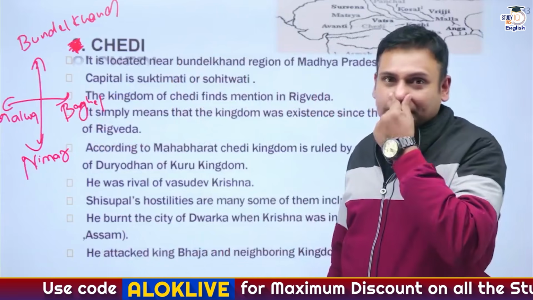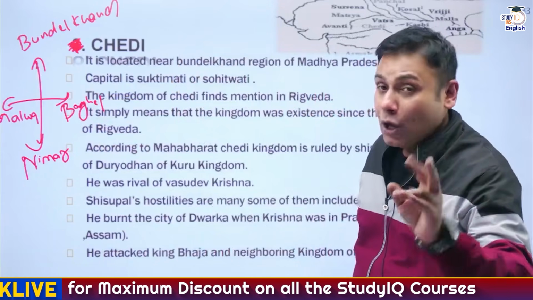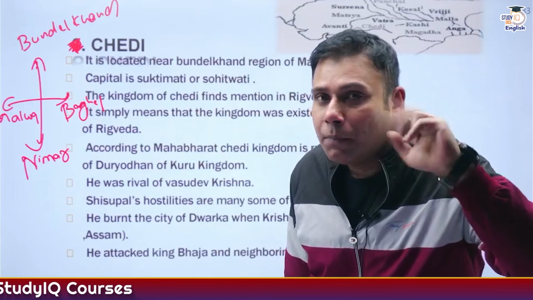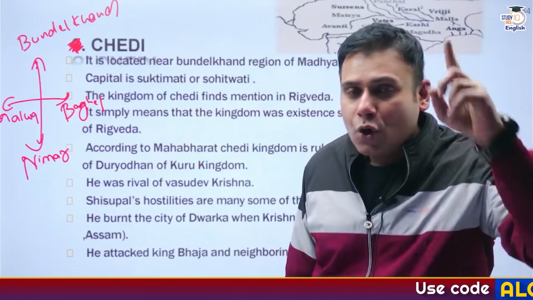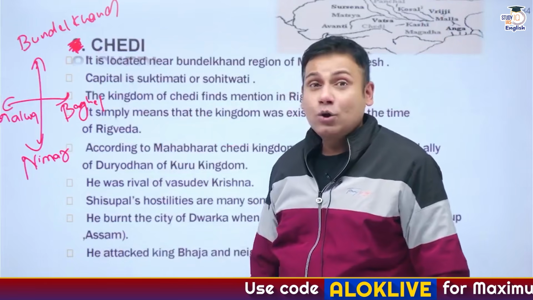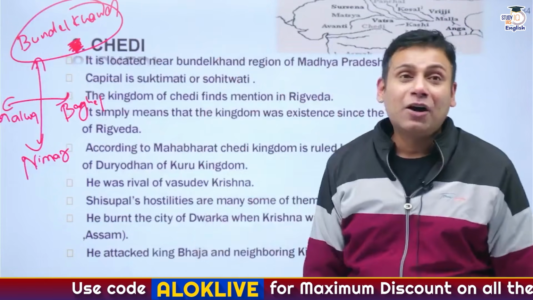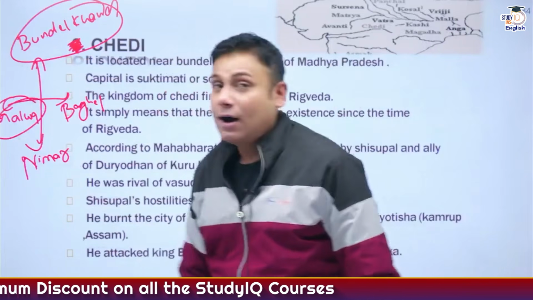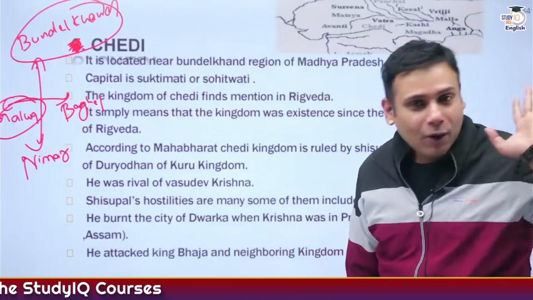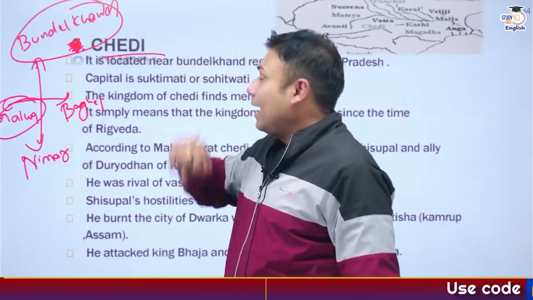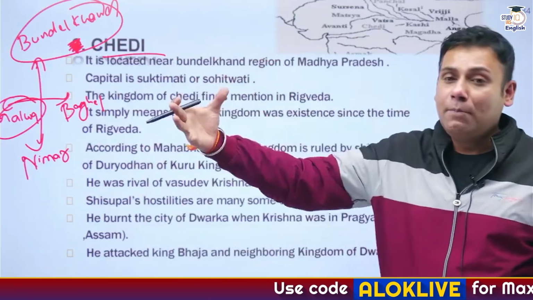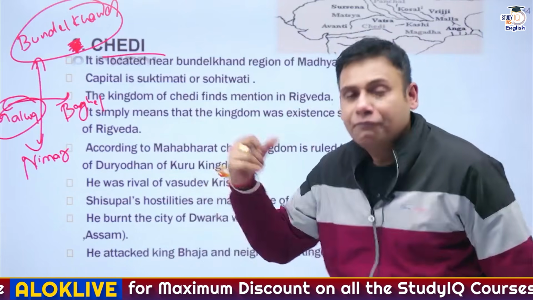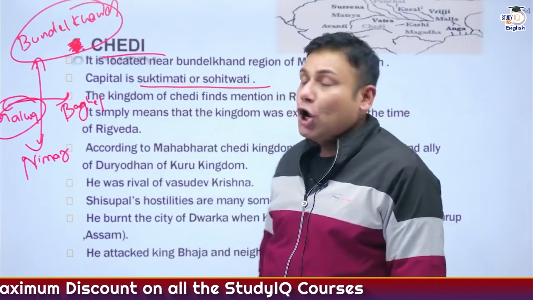Okay? Now, the kingdom of Chedi. Pay attention carefully. There are 2 Mahajanpads located in Madhya Pradesh. One among them is Chedi, which is located in Bundelkhand, the northern part of MP. And the second one is Avanti, located in Malwa, around the region of Ujjain. So, Chedi Mahajanpad is located in the northern part of MP, referred to as Bundelkhand. Clear? Now, the capital of Chedi is Suktimati or Sohitwati.